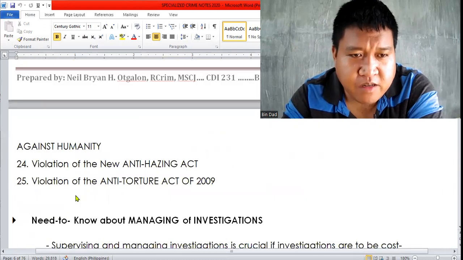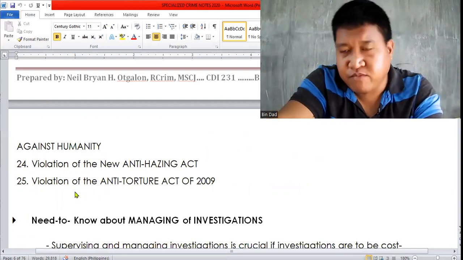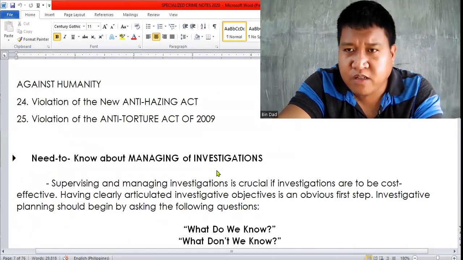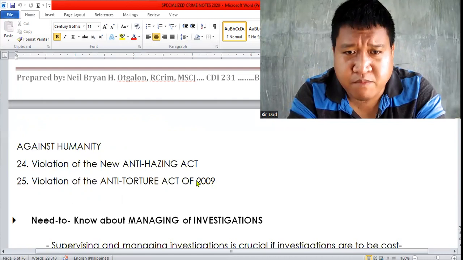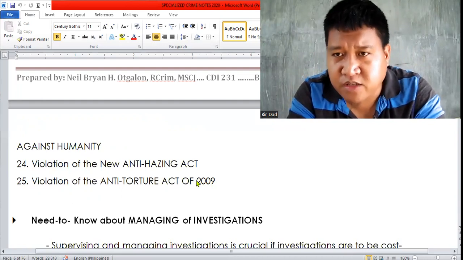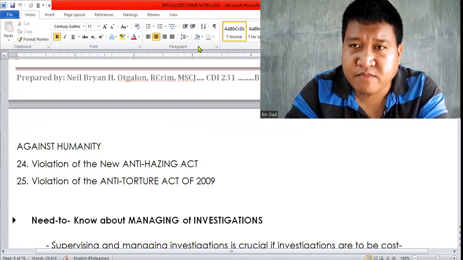Okay? All right. So those are the things that you have to remember, specific crimes. Then need to know about managing investigation. Investigation must be managed. We already discussed that. So dinuscuss ko lang ito for you to further understand, para ma-appreciate niyo the importance of knowing and familiarizing specific crimes in relation to criminal investigation, in relation to the investigation of a specific crime. So do not forget that. Okay, so I hope you do not forget that and use this simple material for your advantage, ladies and gentlemen.